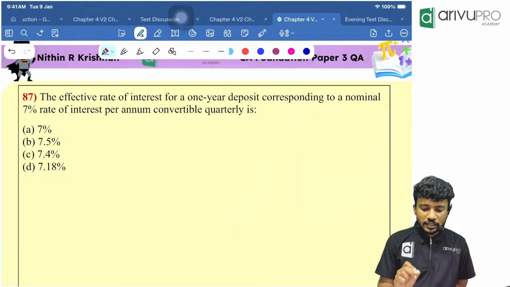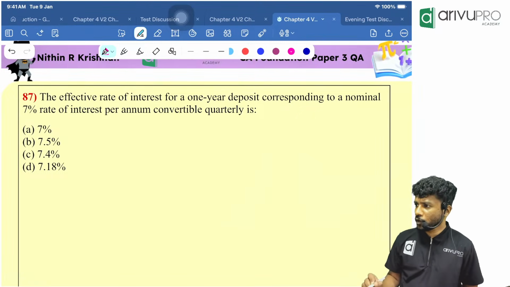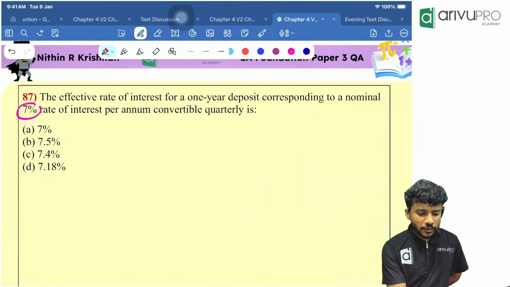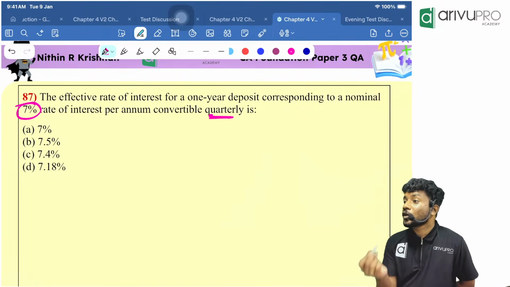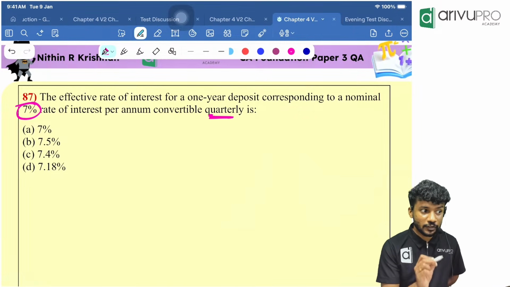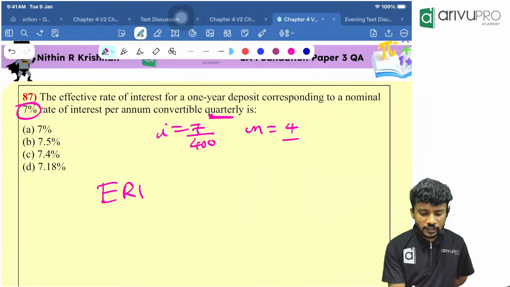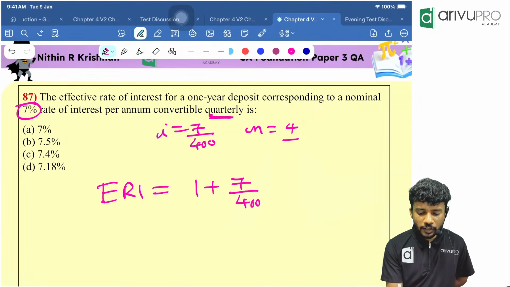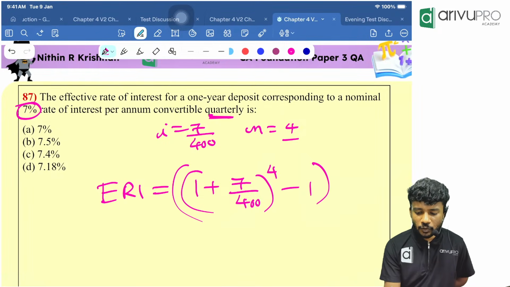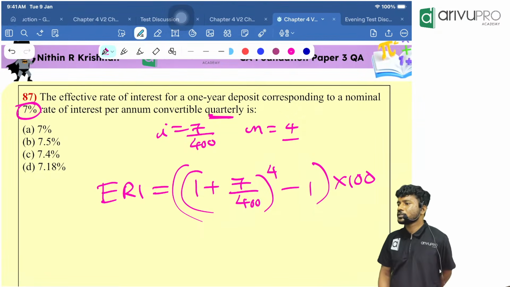Effective rate of interest for 1 year deposit corresponding to a nominal rate of 7% converted quarterly. Okay, that is the question. Converted what? Quarterly. Now people, i will become what? 7 divided by 400. n is how much, people? Quarterly means 4. That means what is the formula for effective rate of interest? Can I write it as 1 plus i, i is how much? 7 by 400. The whole power n is how much? 4. Minus 1 into what? 100. Take your calculator. Do it in the calculator.